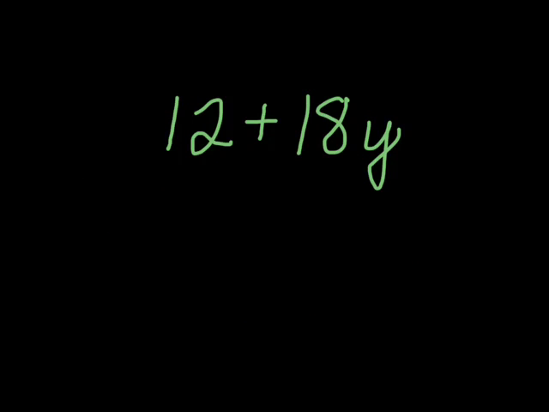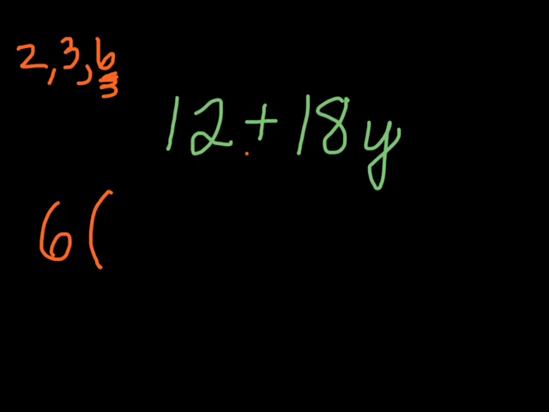12 and 18y have what factor in common? Well, they're both divisible by 2. They're both divisible by 3. They're both divisible by 6. So I always want to go with the greatest common factor, so I'm going to factor out a 6. They have no variables in common, so all I can factor out is a 6.